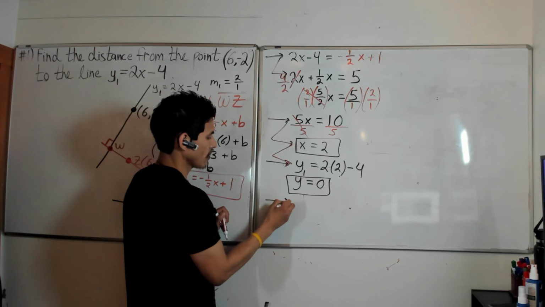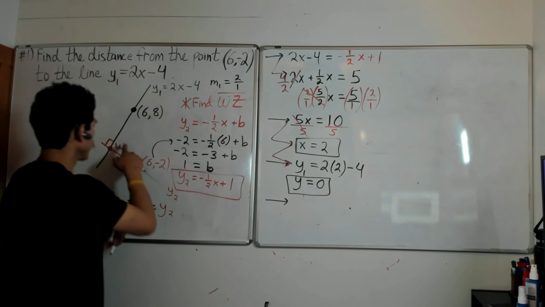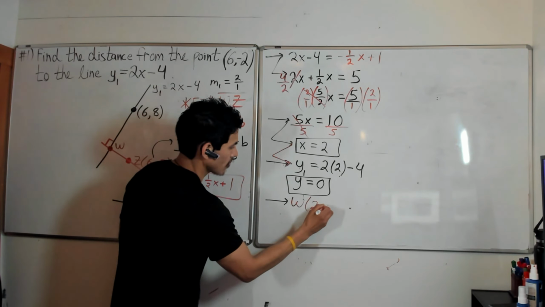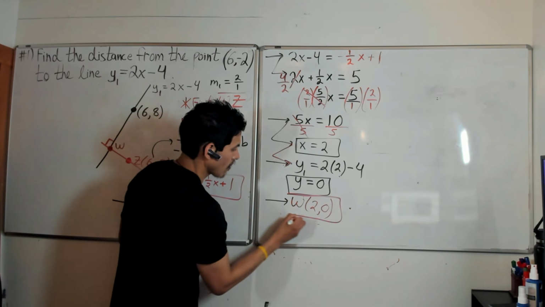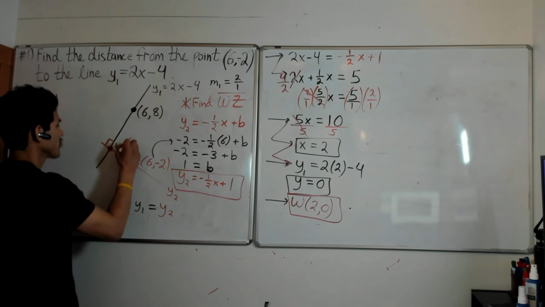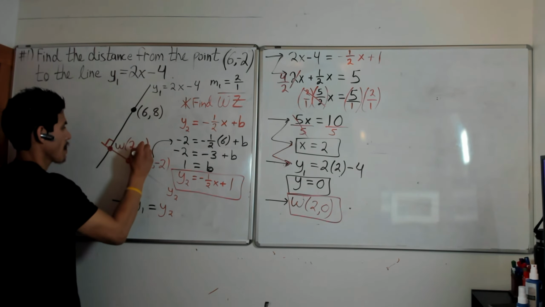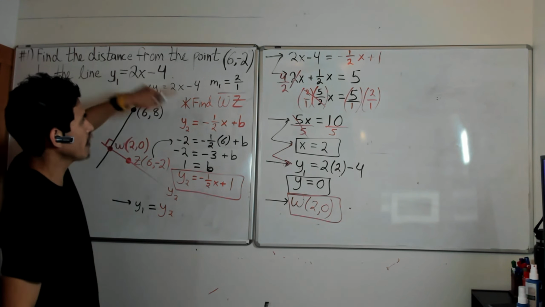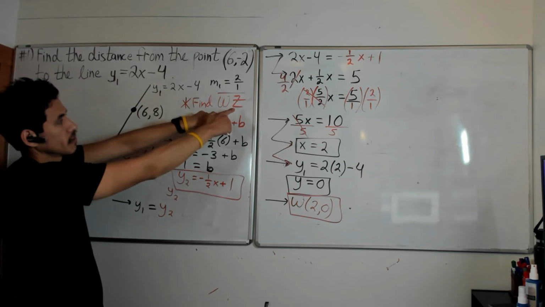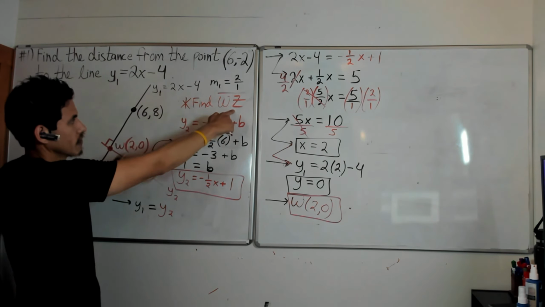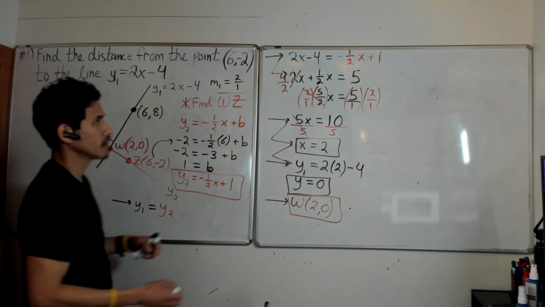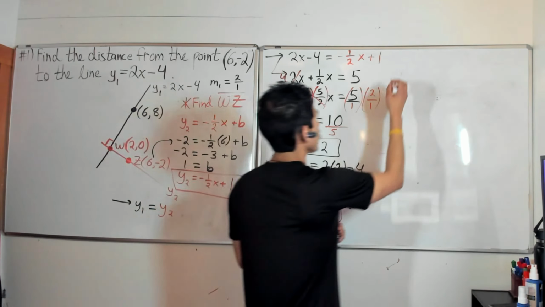And so the point W is going to be at the coordinates (2, 0). So now W is at (2, 0). Oh wait, there's more. Now we can finally use the distance formula to find the length of WZ, because now we know the coordinates of W and Z.